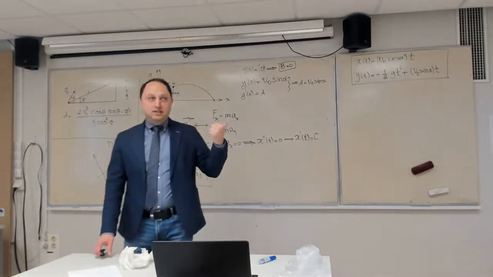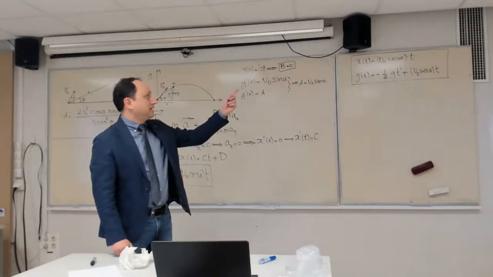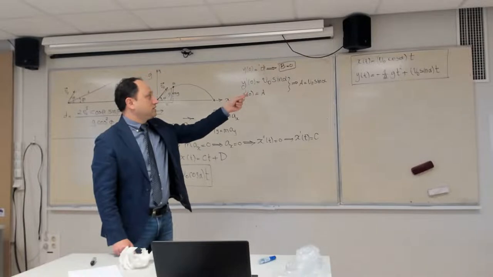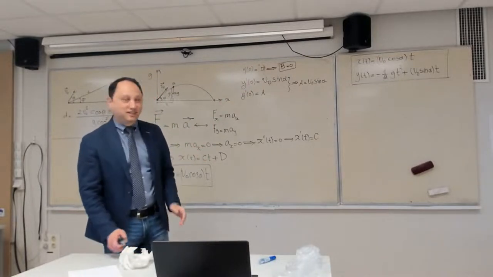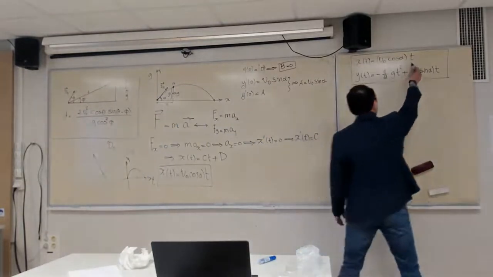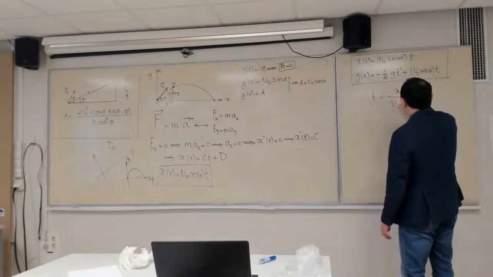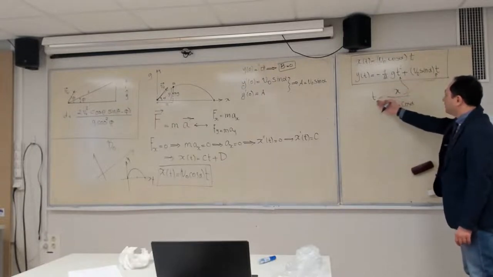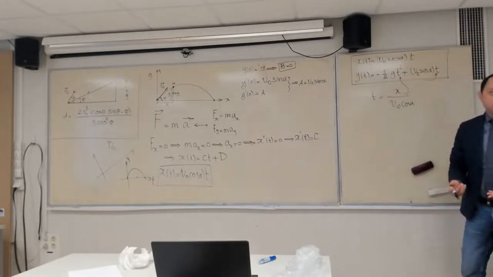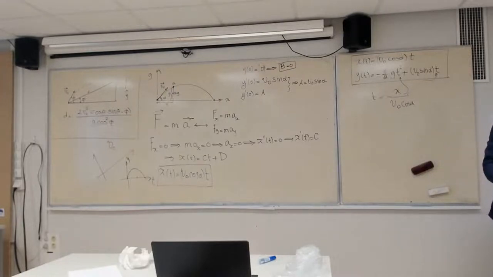For me, these are two equations with one unknown, and that is T. I want to find the relation between X and Y, so I eliminate T. I'm not talking in physics language if not necessary. So T is X divided by V naught cosine alpha. Then I plug it back here and here. What happens? I get an equation in which T disappears. What is left for me is X and Y. So that is the connection between X and Y that I am looking for.